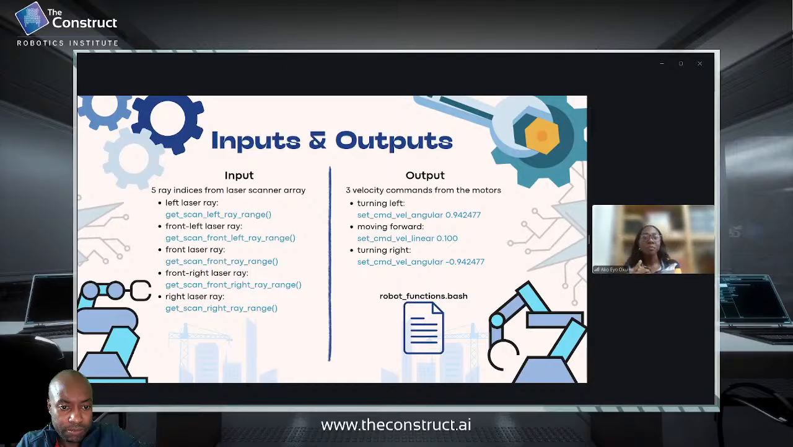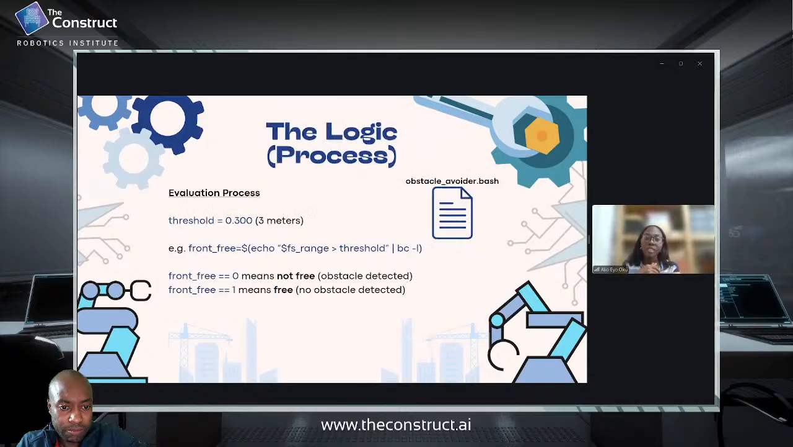And then the output, we had 3 velocity commands, which was, like I said previously, to either turn left, move forward, or turn right. And this is how they were represented in the various code files. So for the logic and the process, we had a threshold of 3 meters.